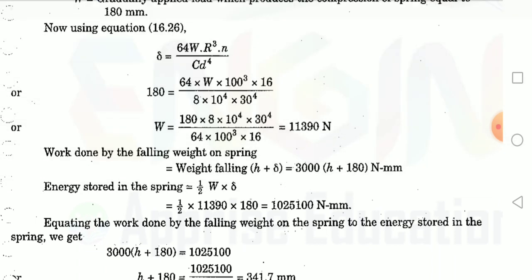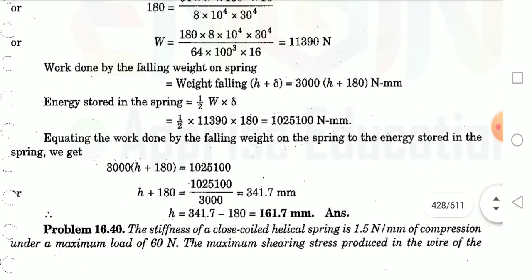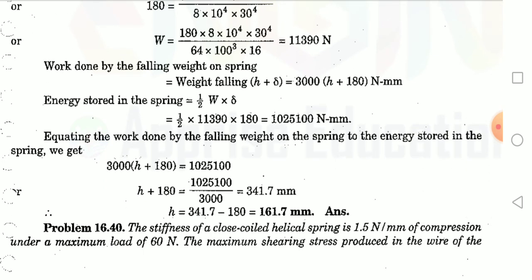Now equate the falling weight on the spring to the energy stored in the spring. So we have to form an equation: the work done equals the energy stored in the spring. So the work done, 3000 into within bracket H plus 180, equals the energy stored, 102500. From that we can get the height from which the weight was dropped. Okay, that is H equal to 161.7 mm.